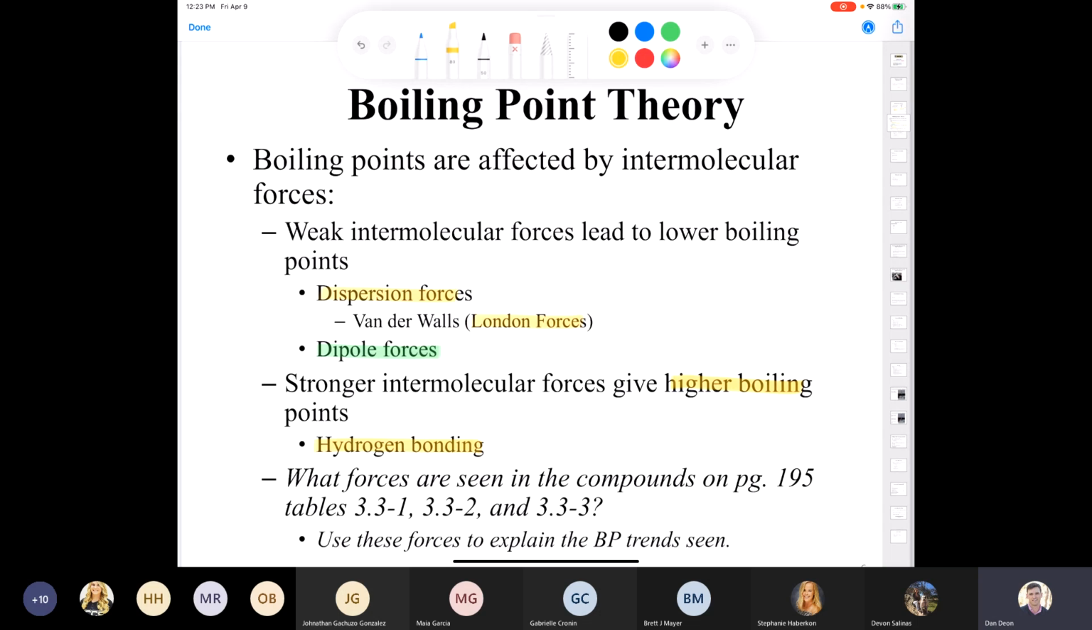So when you're doing part 3.3 of the lab, or the dry section of the lab, when you look at page 195 and you're comparing the compounds in tables 3.3-1, 2, and 3, you want to ask yourself, what are the intermolecular forces that are experienced between the compounds in those tables? And you're going to use those intermolecular forces to help you explain the boiling point trends. Those compounds and their boiling points are also in the data sheet, and we'll look at that at the end of the lab lecture.